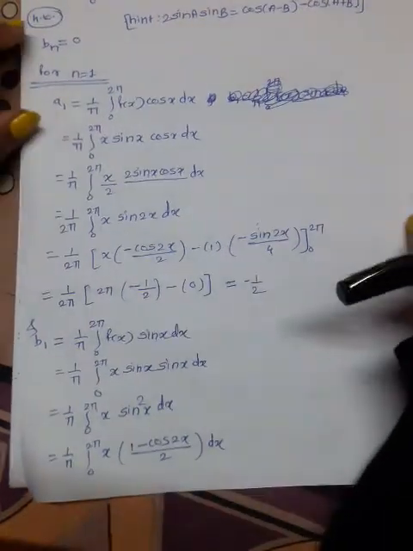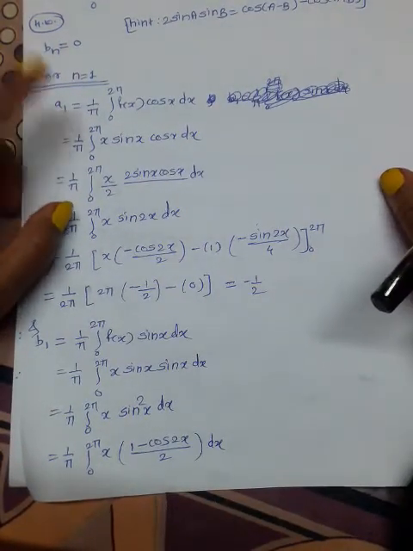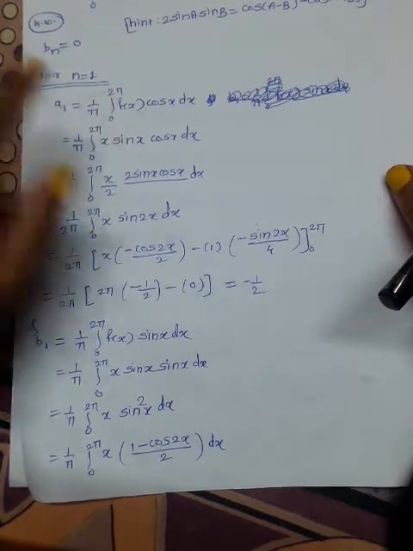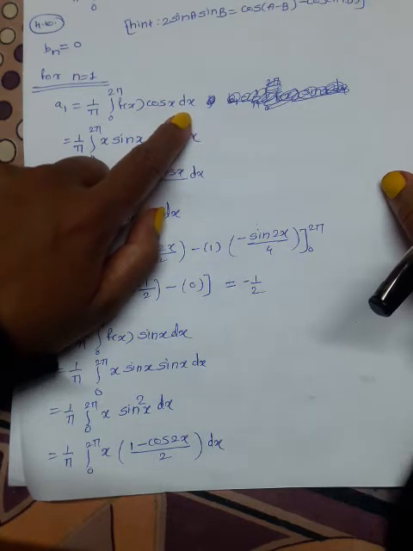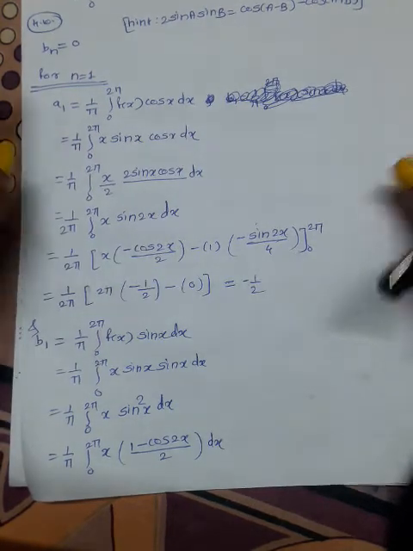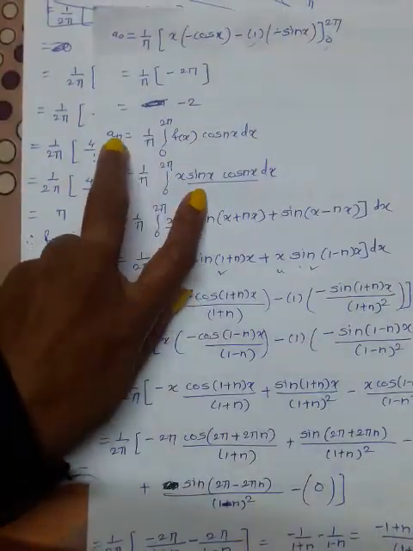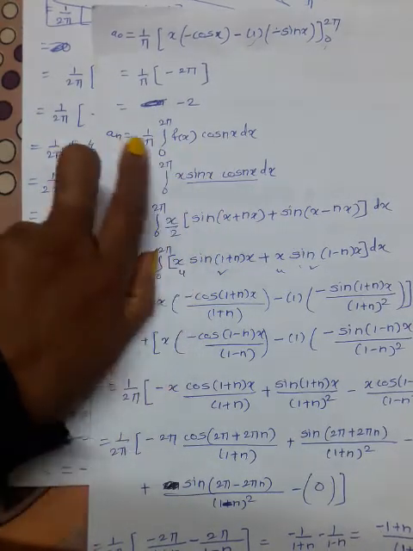First let us see a1. Put the value of n equal to 1 in the an formula. We get a1 is equal to 1 upon pi integration 0 to 2 pi fx cos 1x, that is cos x dx. How do we get it? By using the formula for an. What is the formula for an? This one. By putting n equal to 1, we get cos x here only, and the rest of the terms as it is. Okay.